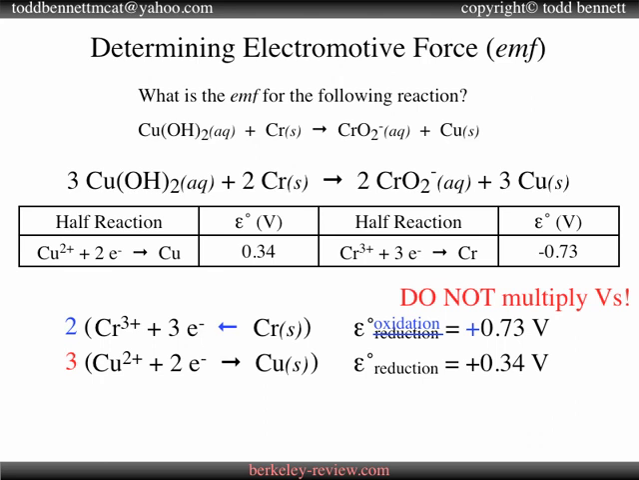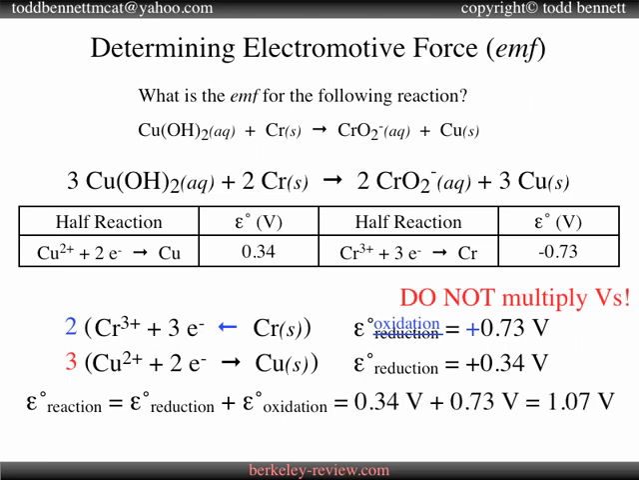That number is going to come into play when I convert to GChem. That's why it's a negative nFE when determining delta G. But I don't multiply here. I just straight out add them. So you add the oxidation half reaction number to the reduction half reaction number. 0.34 plus 0.73 ends up being 1.07. Fairly straightforward to do this. Just the key things, remember to reverse the reaction and do not multiply voltages.